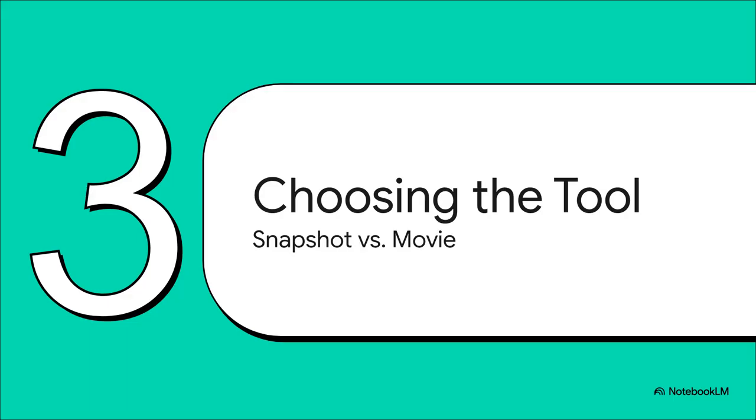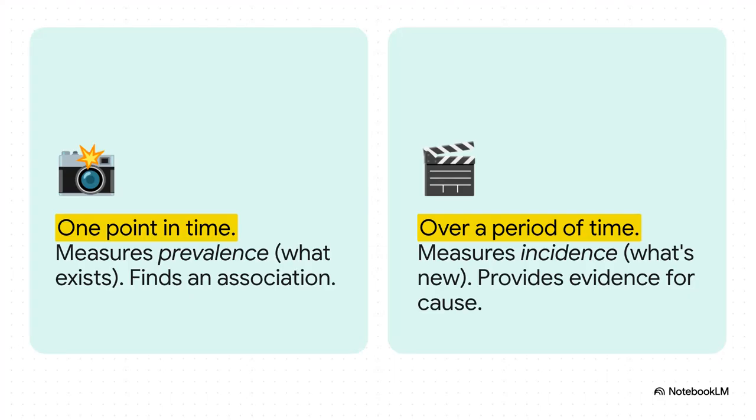So let's put these two tools right next to each other. When would our research detective choose the quick snapshot over the epic, big-budget movie? This really boils it all down. A snapshot tells you what's happening now and finds a potential link, an association. A movie, on the other hand, tells you about future risks and gives you powerful evidence that one thing might actually cause another. They're asking totally different questions.